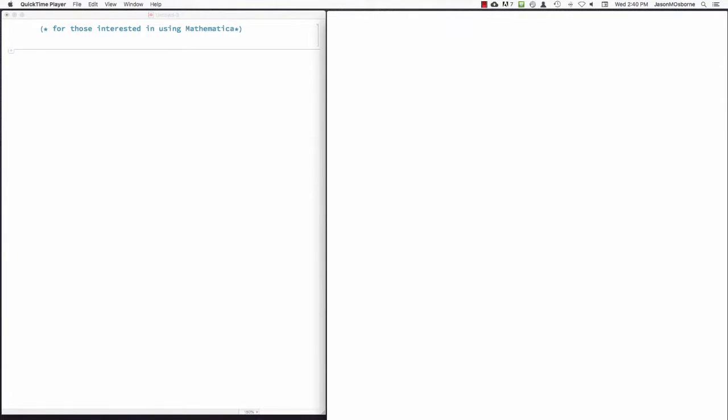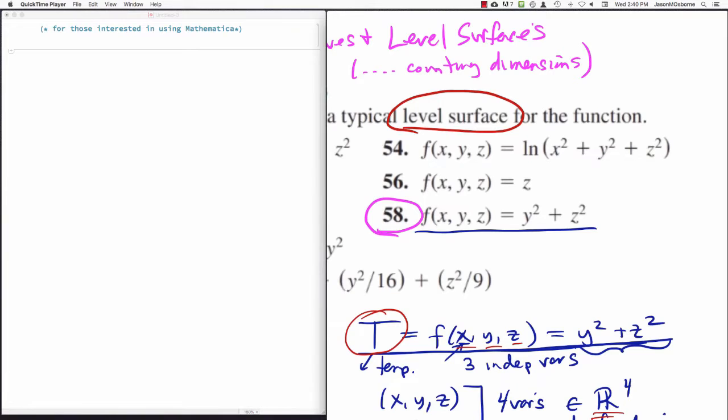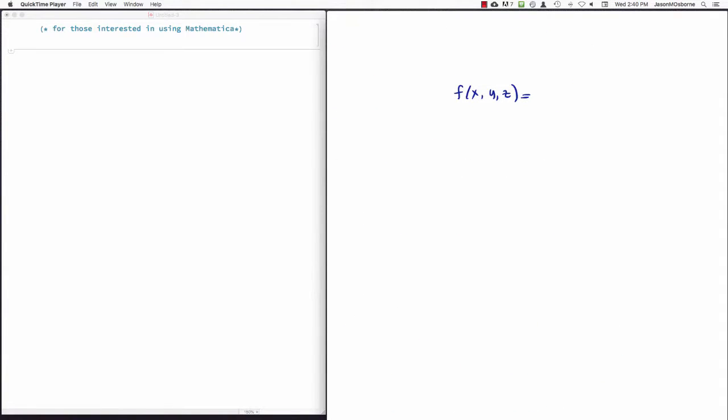Okay. So we had, as the book said, a function f of x, y, and z, and the function there was, what was the function? I'm sorry, y squared plus z squared. Y squared plus z squared. Okay. And I'm going to say that what we really have now is that t is equal to y squared plus z squared.